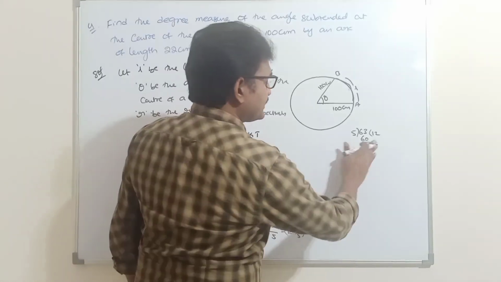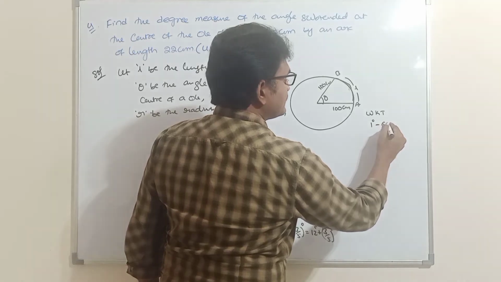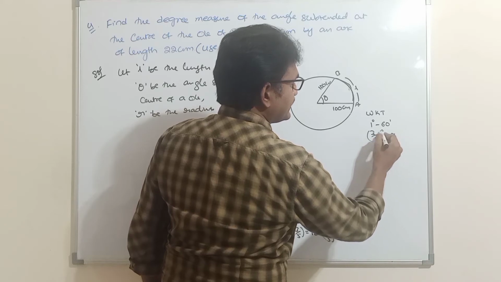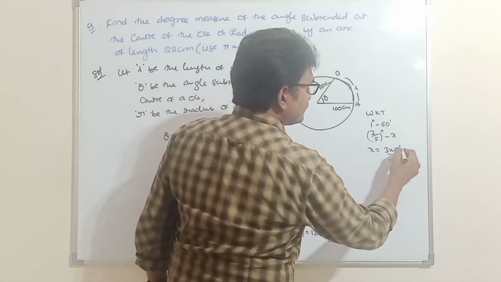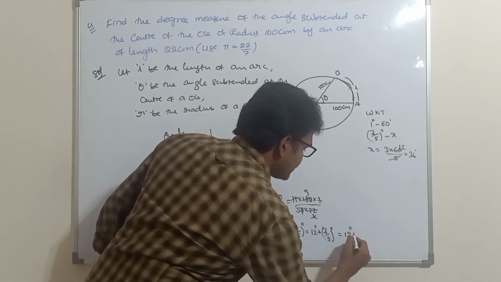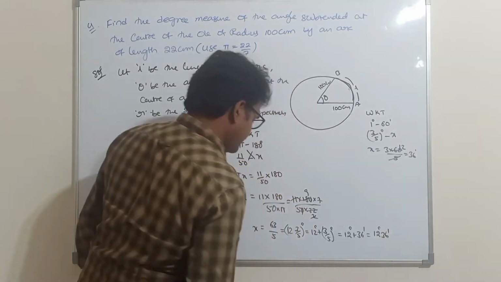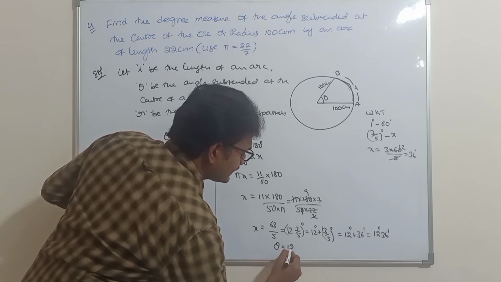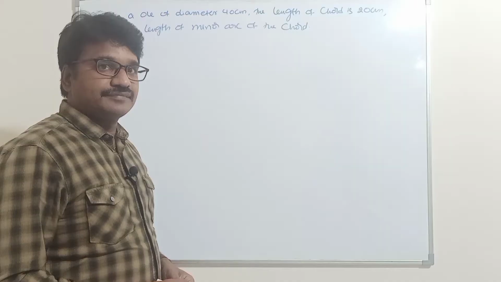Next, we know that 1 degree is equal to 60 minutes. 3 by 5 degrees is equal to how many minutes? Let it be x. By cross multiplying, x is equal to 3 into 60 by 5. 5 12s are 60. So x is equal to 36 minutes. So it is 12 degrees plus 36 minutes, that means 12 degrees 36 minutes. This is the theta value. Theta is equal to 12 degrees 36 minutes, the angle subtended at the center of a circle.